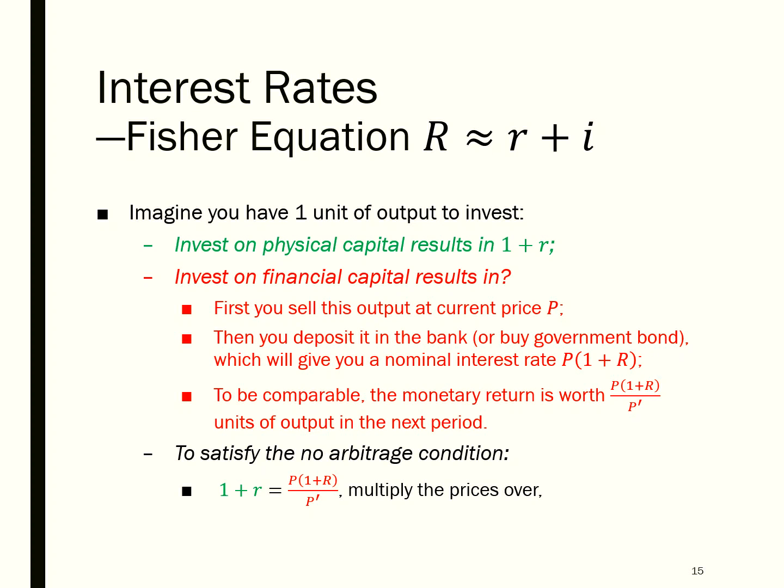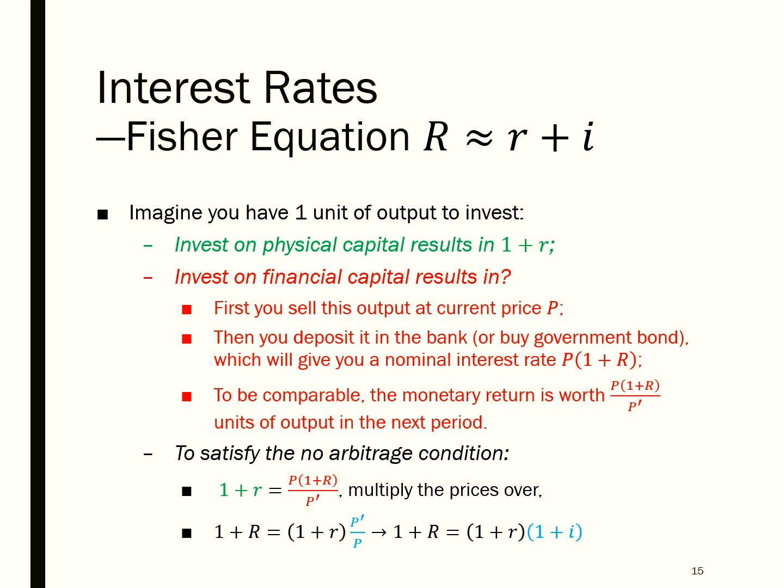Therefore, if there is no arbitrage condition, the two returns must be equal, right? You can either invest in the physical capital market or financial capital market, and the two returns in terms of the real units must be equal. What we do is to do some transformation and approximation.